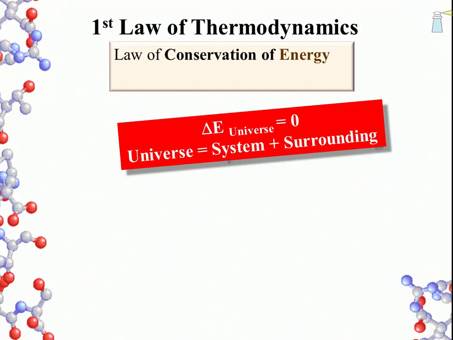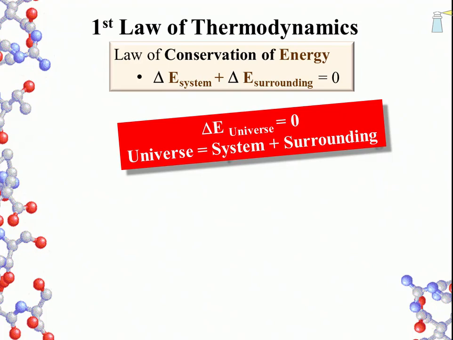So another way to put the law of conservation of energy is that the change in the energy of the system plus the change in the energy of the surroundings is also zero. The energy gained by the system is equal to the energy lost by the surroundings, or the energy lost by the system is equal to the energy gained by the surroundings. Conservation of energy.